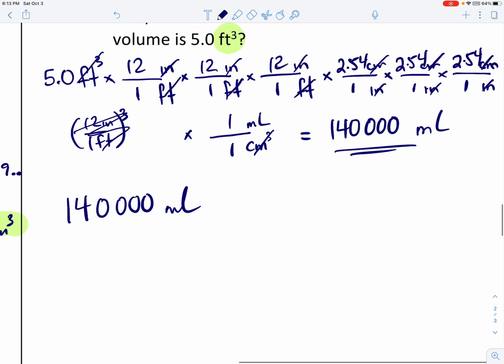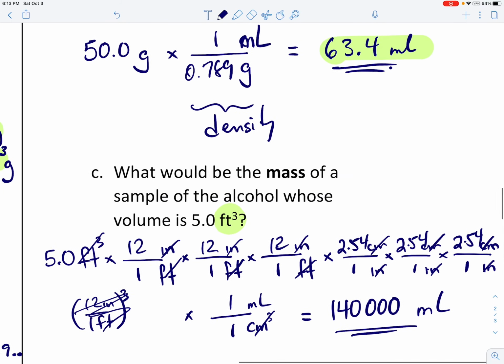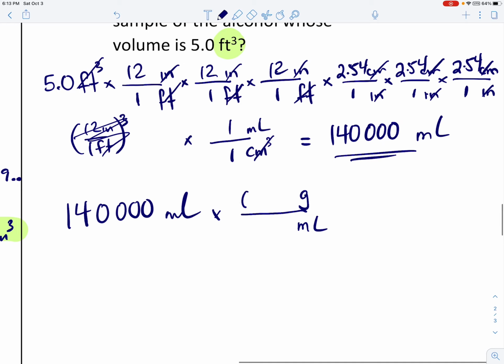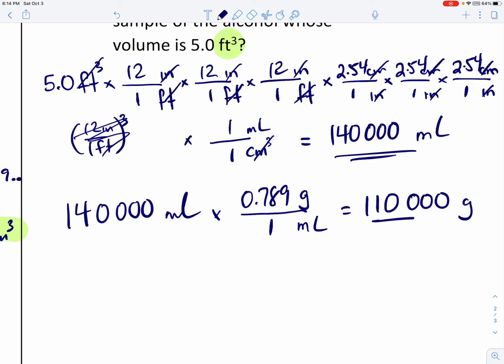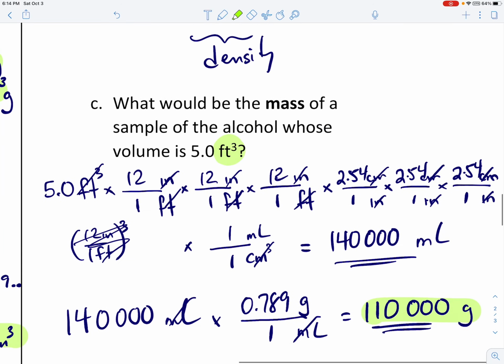140,000 milliliters. The question was, what's the mass of the alcohol? So we could use the density, getting rid of milliliters and switching to grams. The density of the alcohol was 0.789 grams for every milliliter. So multiply 140,000 by 0.789, and we get 110,000, again keeping only 2 significant digits in the answer. And that will be grams, which is the mass that we were trying to find.